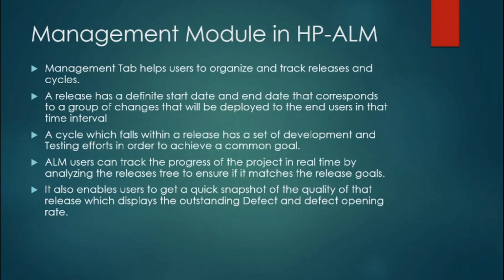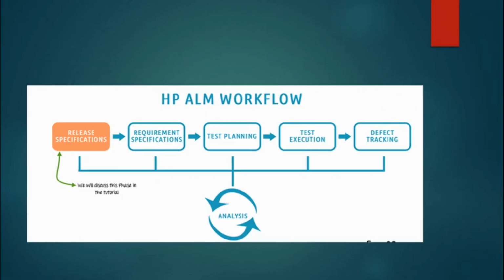Now ALM users can track the progress of the project in real time by analyzing the releases tree to ensure it matches the release goal or not. We will see everything in detail. It is just about the management module, and we are just giving the introduction here. It also enables the user to get a quick snapshot of the quality of that release, which displays the outstanding defects and defect opening rate.